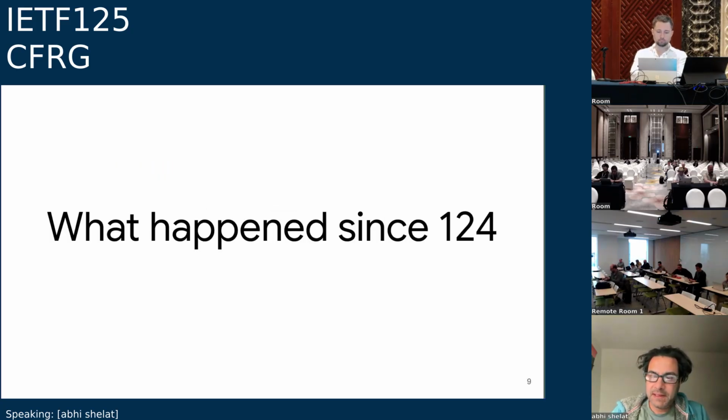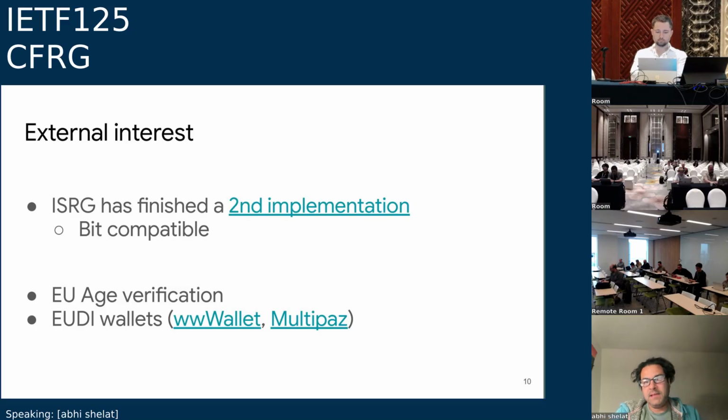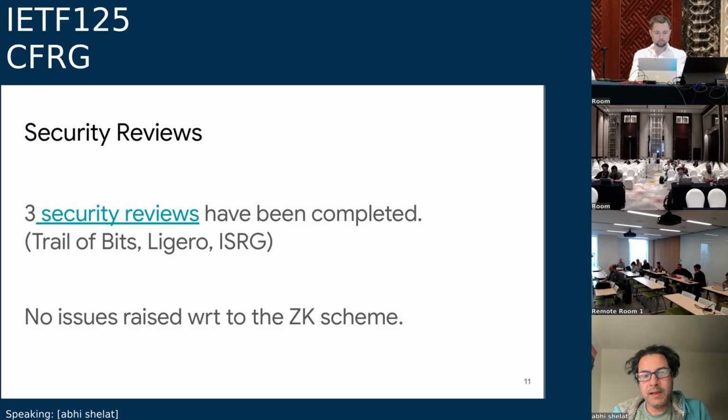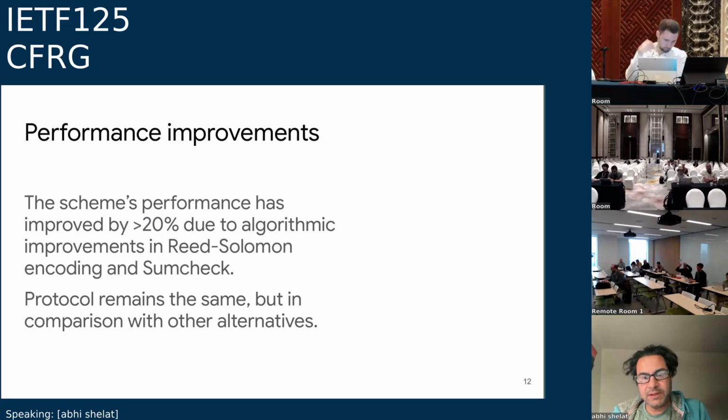What has happened since the last IETF meeting? That's the main point of this presentation. There's been a second group, this ISRG group, that's completely independently produced a second implementation that is bit compatible with our open source implementation. And also there's been some work with integrating this into wallets and into the European age verification system. Several companies have essentially been able to integrate this into their products. There have been 3 independent security reviews of this, no issues raised with respect to the zero knowledge aspect.